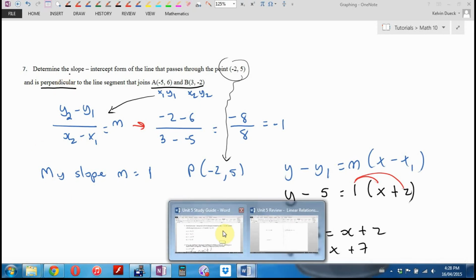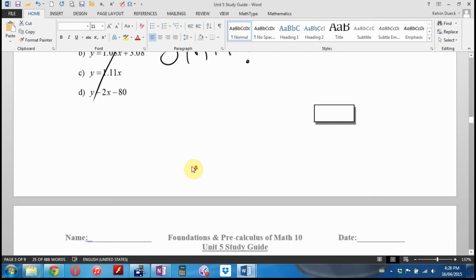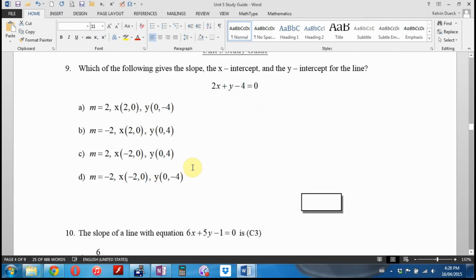Let's go back to the study guide now. And I'm just looking for yuckies. By the way, number 9, again, I hate these questions because you're doing 3 questions in one, but which gives the slope, the x-intercept, and the y-intercept? So get the y by itself, and you've got the slope and the y-intercept. How do I find an x-intercept? Y equals 0. Put a 0 in for y.